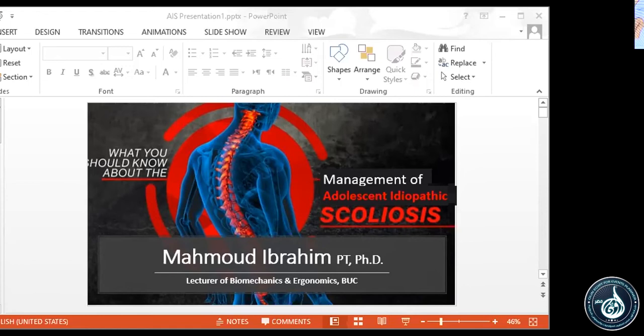Okay. Before we go for treatment, we have to know the Risser sign, which indicates the risk of progression, and to know where we are. This is the ossification of the iliac apophysis. Grade 1 means 25%. Grade 2 means 50% of ossification. Grade 3 means 75% of ossification. Grade 4 means 100% of ossification. And grade 5 means complete fusion of the epiphysis.